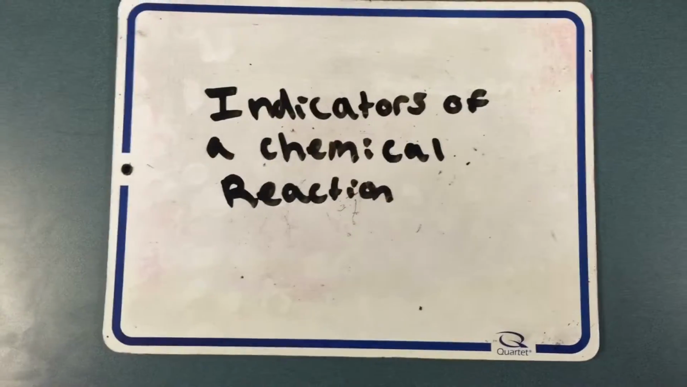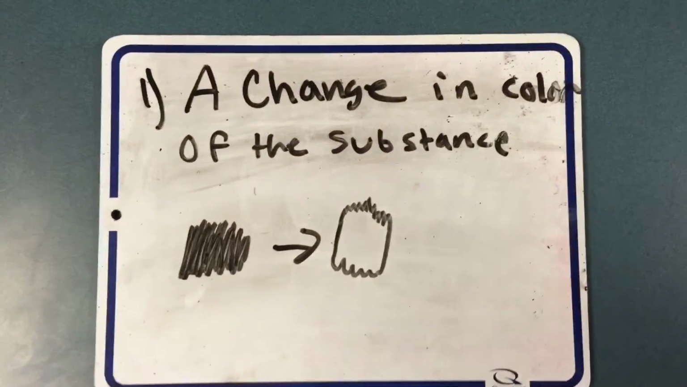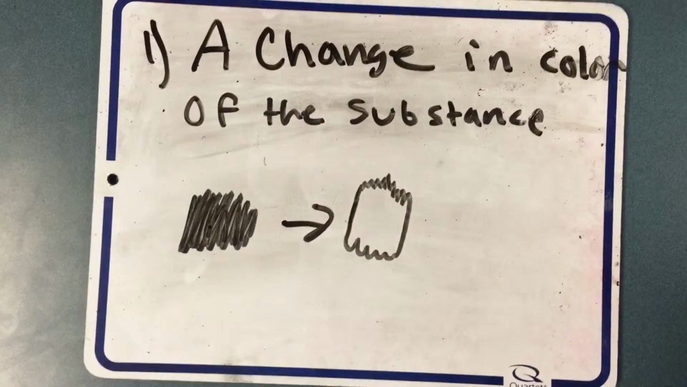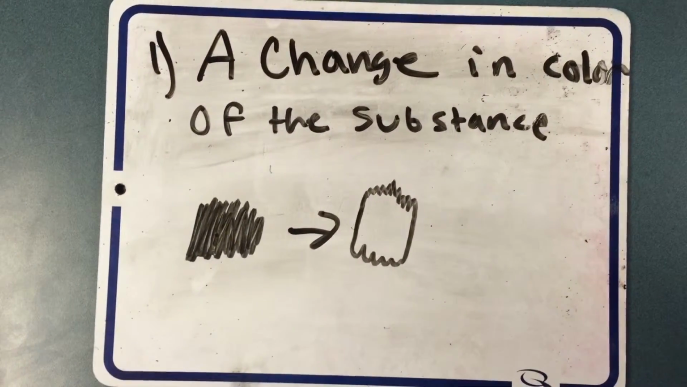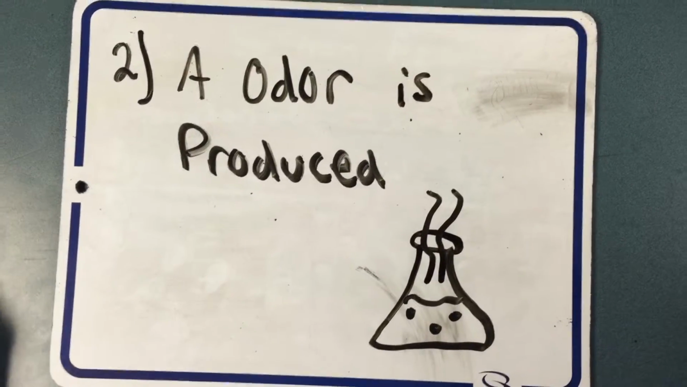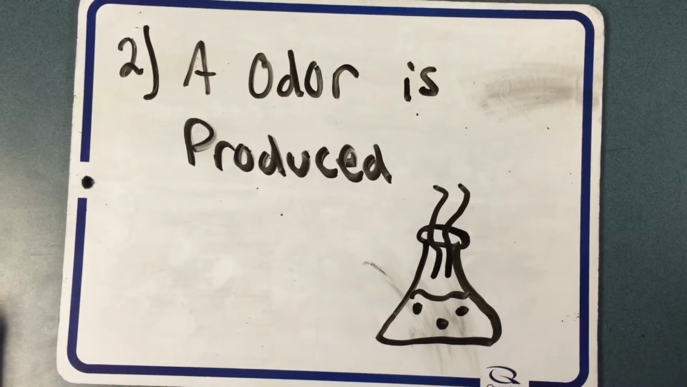You can tell when a chemical reaction occurs through 5 indicators. The first is a change of color in the substance. For example, when you mix two clear substances together and they turn yellow, it is a chemical reaction. The second is an odor is produced. If you whiff your substance, you should be able to tell that there's a smell.